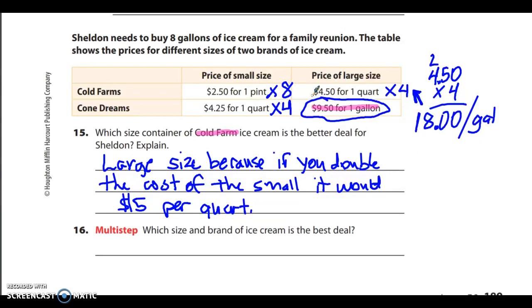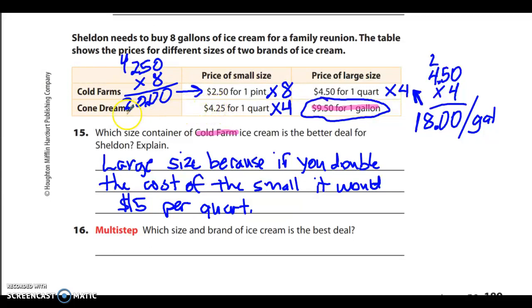I've got to figure out this one that's $2.50 times 8. We could do $2.50 times 2 and multiply that by 2 and multiply that by 2. Or I can just do $2.50 times 8. I know this is a little bit messy just doing it on my page, but that's okay. That happens sometimes. 8 times 0 is 0. 8 times 5 is 40. 8 times 2 is 16, plus 4 is 20. This is $20 per gallon.